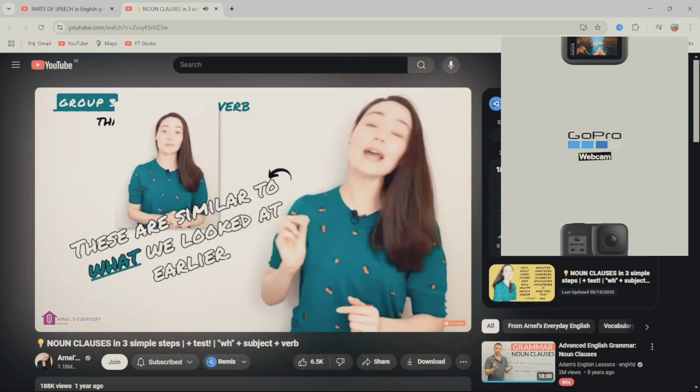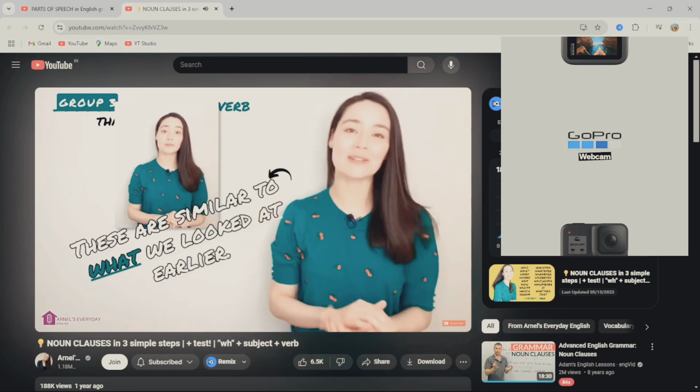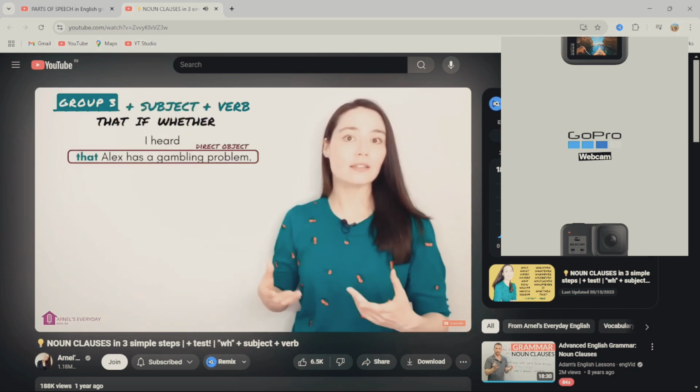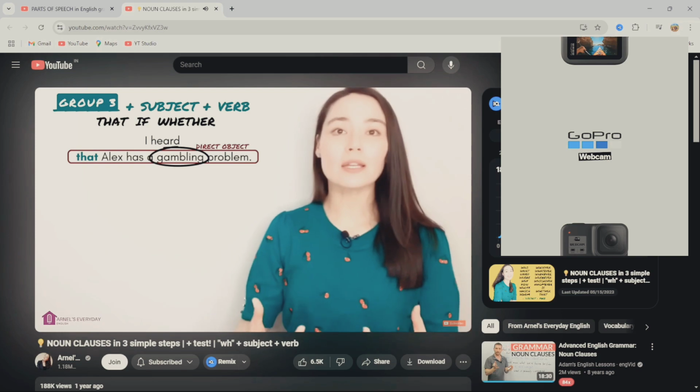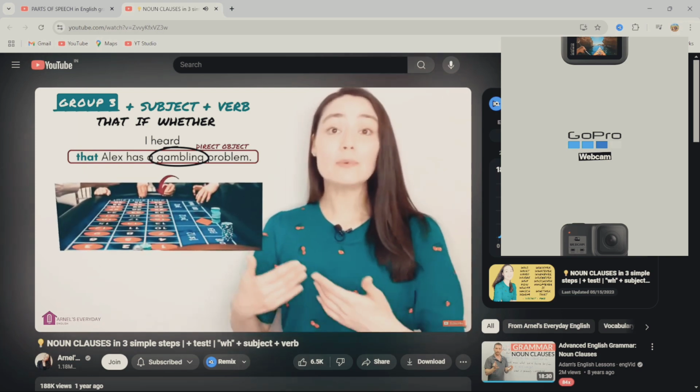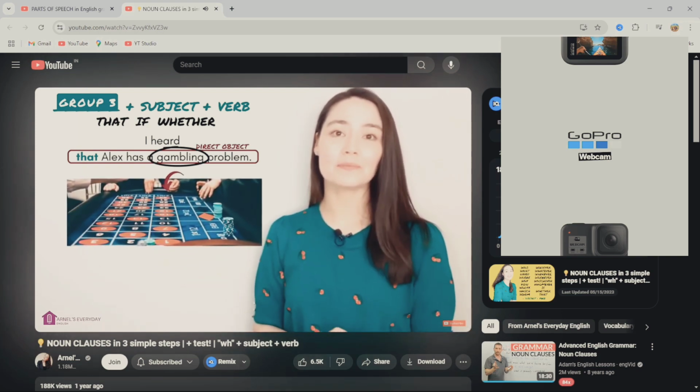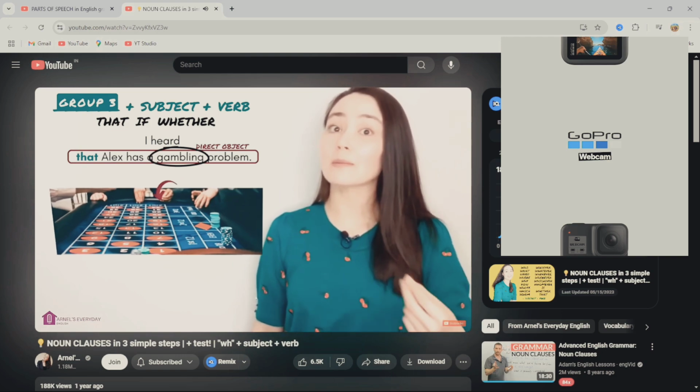See, I just use a noun clause as the object of the preposition. I heard that Alex has a gambling problem. Gambling is when you risk your money in a game. Like when people go to a casino, they gamble. So I heard that he has a gambling problem.